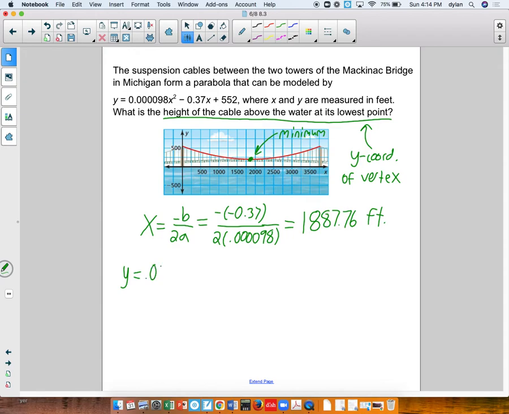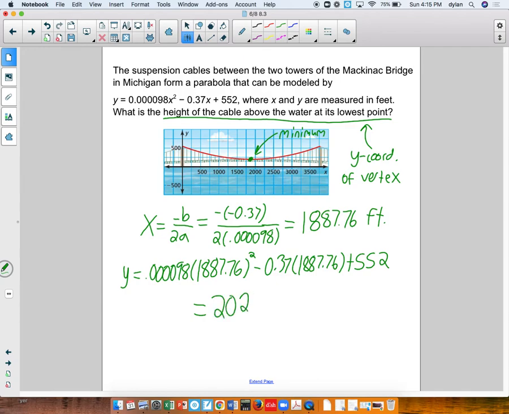So we have 0.000098 multiplied by 1,887.76 squared minus 0.37 times 1,887.76 plus 552. So you can plug this entire thing into your calculator in one long string. You should end up with about 202.77 feet. So that would be the minimum height that the bridge is above the water.